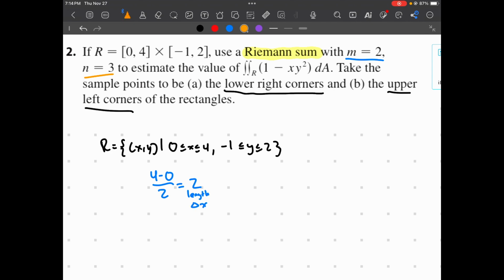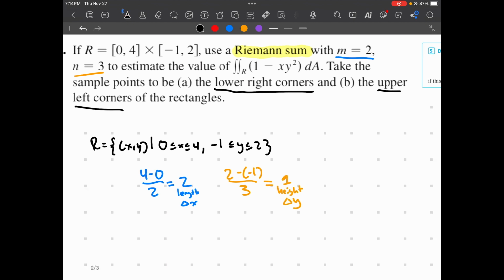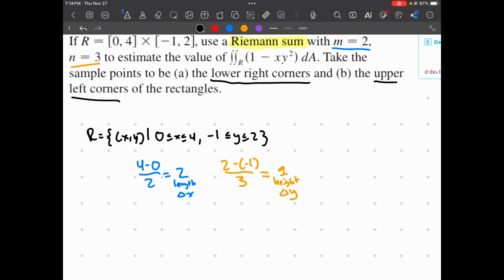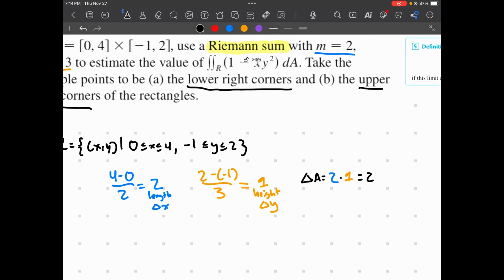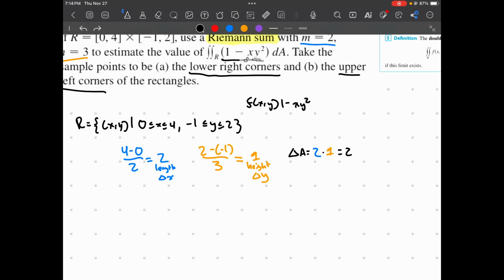For our y, we're going to do the same thing. The end point subtracted by the start point divided by its n to find 1. And this is the height, or delta y. We can also find the area of these rectangles, knowing that the length and the height is 2 and 1 respectively. Delta A is equal to 2 times 1, which is just 2. And then we can also find that our f of x, y is equal to 1 minus xy squared.